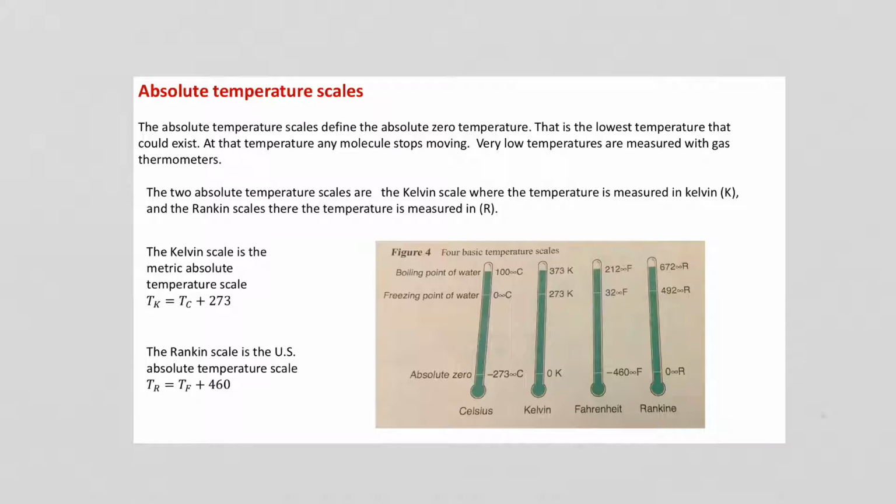Since the Celsius temperature scale has a 0 at the freezing point of water, what is then the lowest possible temperature achievable equal to? The lowest possible temperature that can exist is known as the absolute zero, and that is measured on the Kelvin scale. So what is the absolute zero?